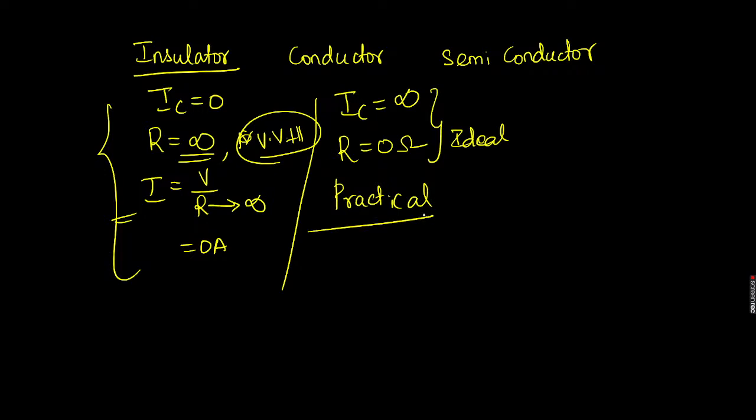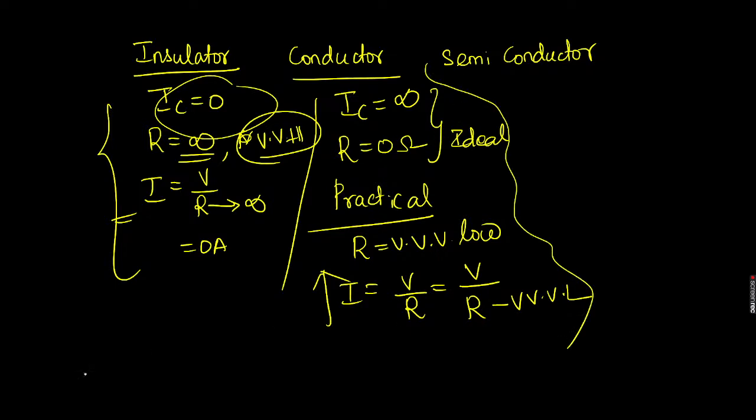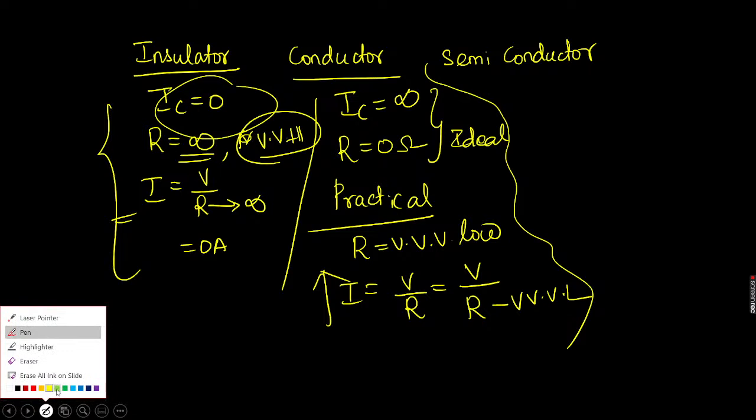If you take the practical circuit, the resistance offered by the practical conductor is very low. When resistance is very low, what about the current? I is equal to V by R. When the value of the denominator is very low, automatically the numerator will become very high. So we can say a conductor will carry a huge amount of current, and an insulator will carry zero current, practically. Okay, now when we go for a semiconductor, let us see the behavior of the semiconductor.